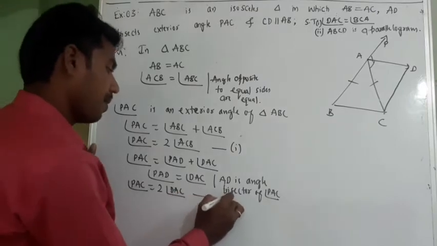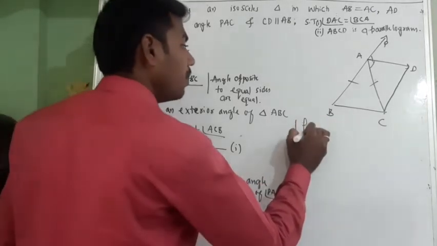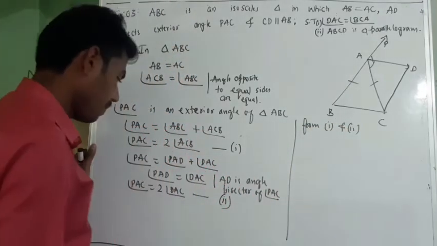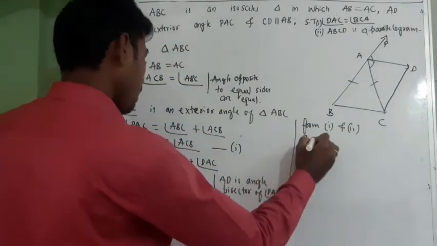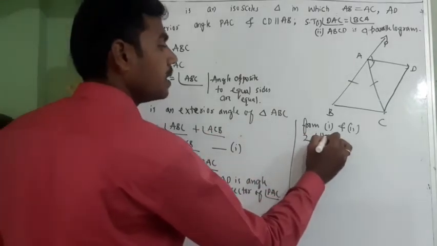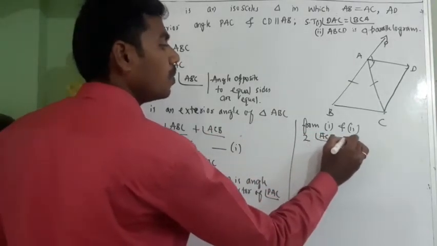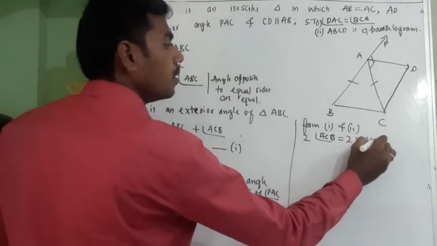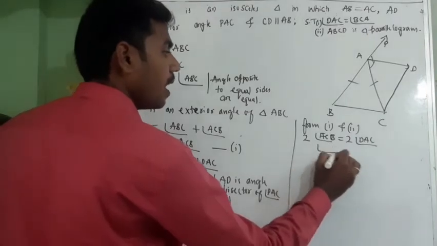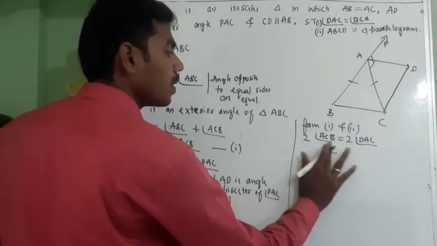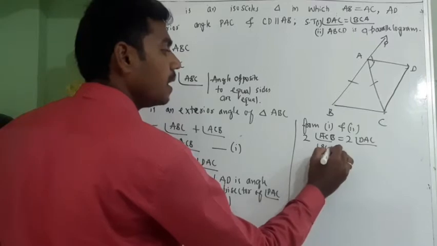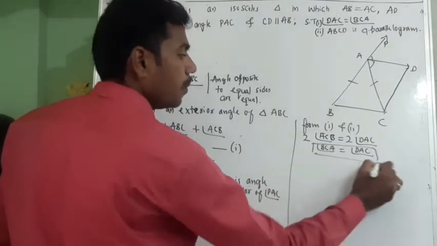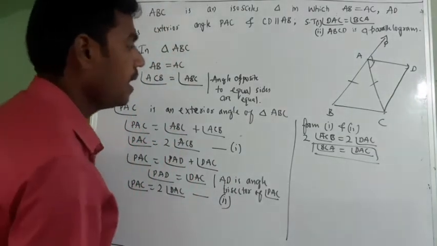So from 1 and 2, what can I conclude? 2 times ACB is equal to 2 times DAC. So angle BCA is equal to angle DAC. We proved the first part. Next, the second part.